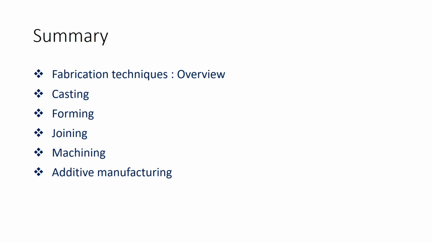So, let us summarize this lecture. At the start of the lecture, we have seen various fabrication techniques, and then at a preliminary level we have gone through casting, forming, joining, machining and generative manufacturing processes. My friends, the detailed analysis of these processes is out of scope. You can refer to other courses or standard textbooks to study these processes in detail.